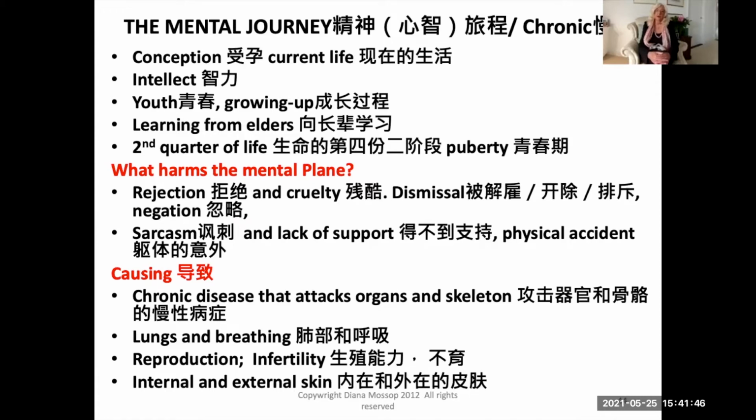The mental journey is current, this life. It's not about the past. It's not about the ancestry, except of what we inherit. But it's about growing up in youth, learning and studying. It's the second quarter of our lives. And it's very, very interesting because it's particularly linked with the age between 7 and 21. 7 to 14, the first stage of puberty, and 14 to 21, the second stage. This is very intriguing indeed.